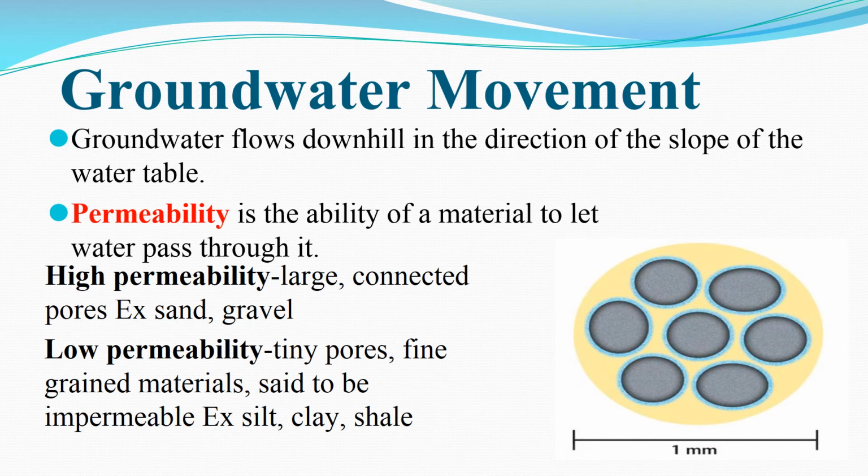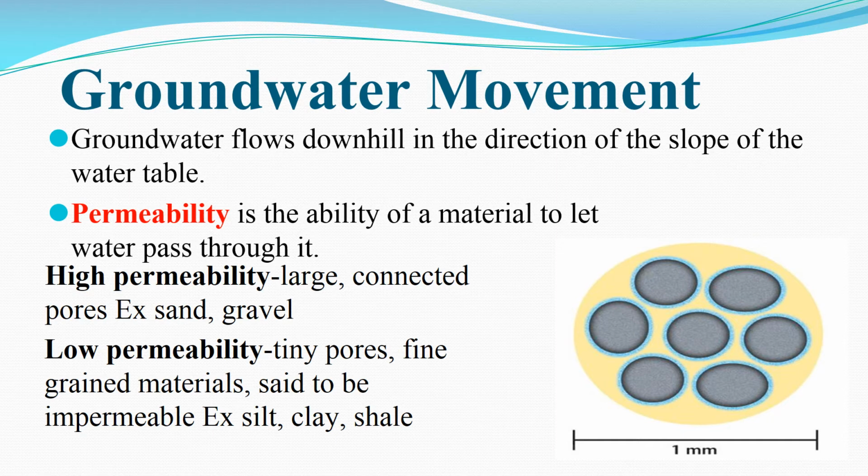So groundwater movement. Groundwater flows downhill in the direction of the slope of the water table. Permeability is the ability of the material to let water pass through it. Now, permeability, again, is allowing water to pass through. If it's high permeability, we have large connected pores. So that's going to be like sand and gravel. What do you see at the beach? You don't see clay at the beach, right? Because that's low permeability. You see sand. Okay, water moves through easily. Why do you think we put gravel on the road?